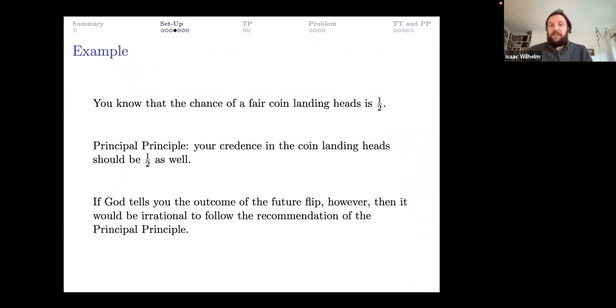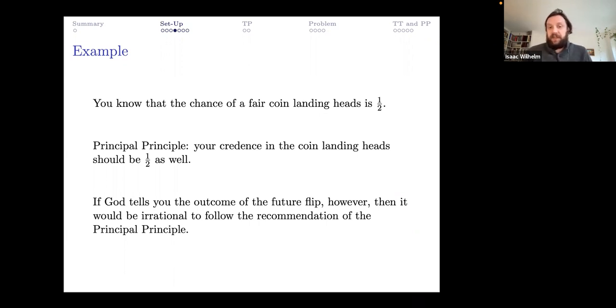Now, the Principal Principle says, in a very rough sense, and I'm going to talk about a more precise version later on, but for present purposes, as a first pass characterization, it says that because you know that the chance of the coin landing heads is 1/2, your credence in the coin landing heads should be 1/2 as well. So the Principal Principle is acting as a guide here to what the rational credence is, that particular sort of doxastic state, in a particular proposition, that the coin lands heads.